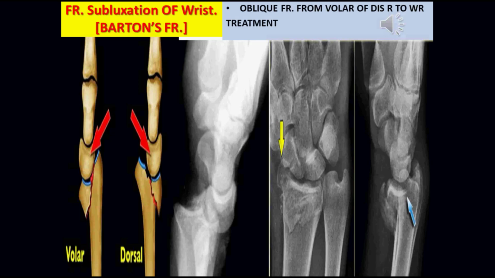When there is displacement, the radial segment will carry with it the carpal bones, and so there will be subluxation of the wrist joint. Treatment: reduction is easy, but the maintenance of reduction is very difficult, so open reduction and internal fixation is usually advised.